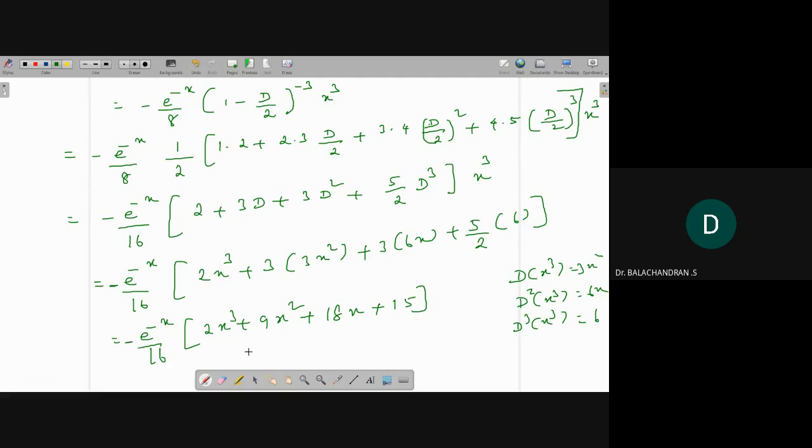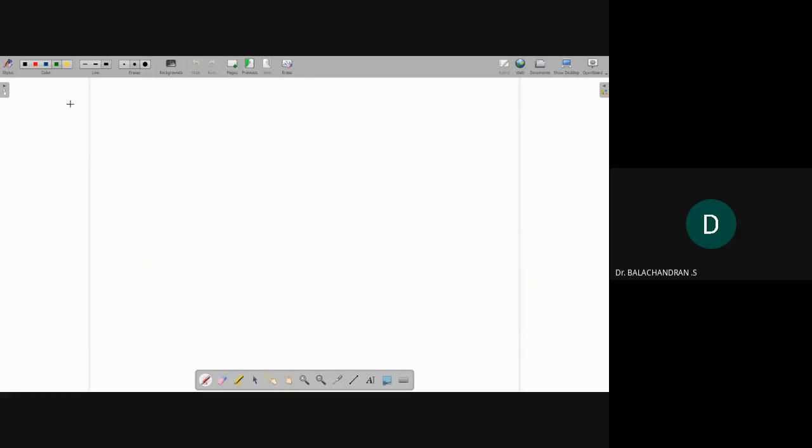So final answer y is equal to CF plus PI. So please write again CF and then PI. Don't write just CF and PI. Last problem.